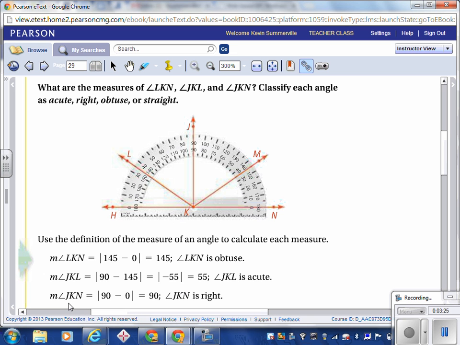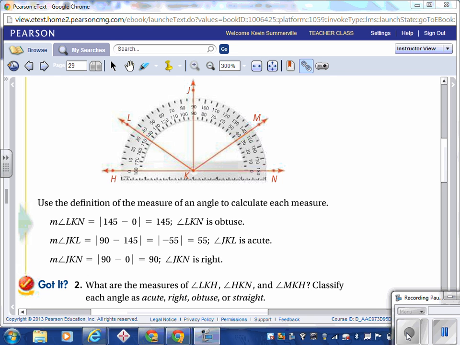And the last angle, JKN. JKN, this line right here goes through 90, which is where that number comes from. And the other line at 0. Subtract those two, absolute value, 90, JKN is a right angle. Let's take a look at gadget number 2 and see if we can come up with the measurements of these three angles. And then classify them acute, right, obtuse, or straight.